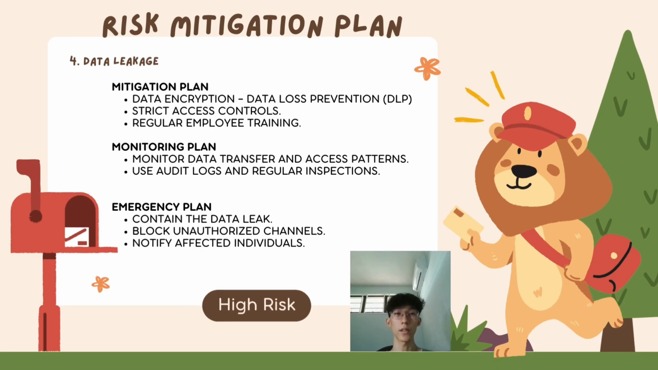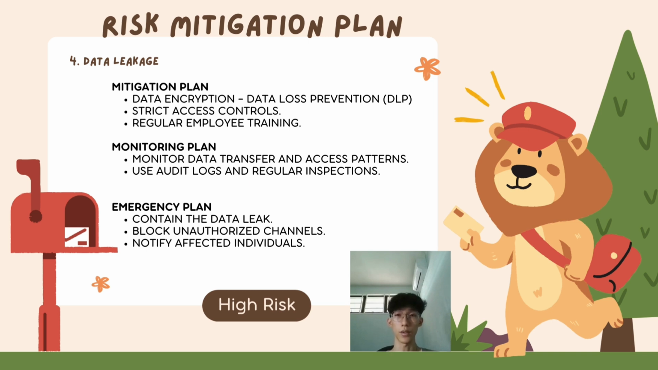The fourth high risk is data leakage. Data leakage refers to the unauthorized transmission of data from within an organization to an external destination, risking the exposure of sensitive information. In order to mitigate this risk, it's essential to implement data loss prevention (DLP) strategies, such as encrypting all the sensitive data both in transit and at rest.